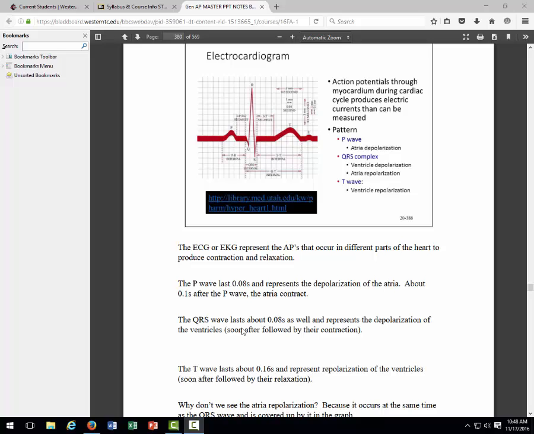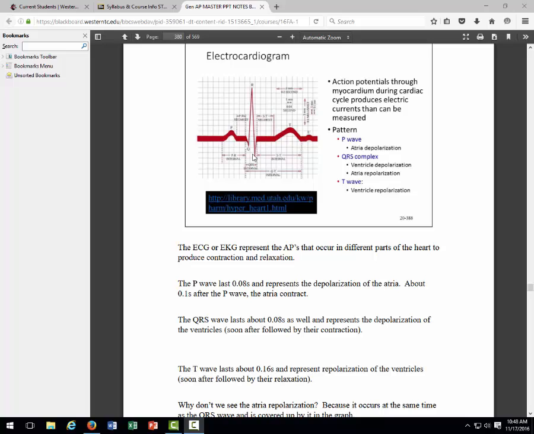So if we look at an EKG, this tells us what's going on in the heart. The different parts of it: we have the P wave, which tells us that the atria are depolarizing. Then they are repolarizing at the same time that we see the sharp QRS complex. This is when the ventricles are depolarizing, getting ready to contract.